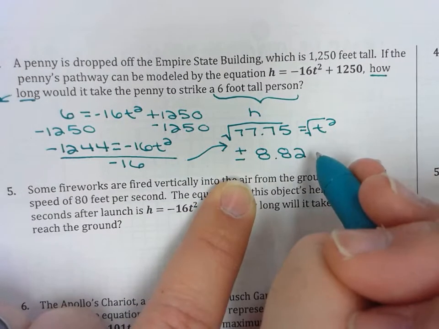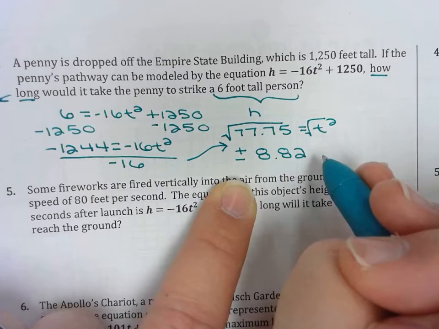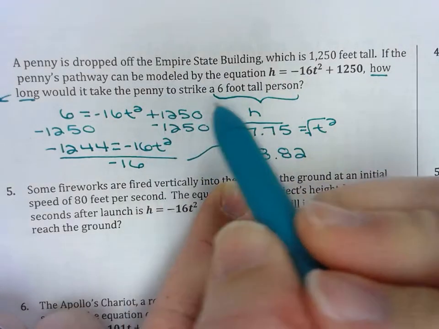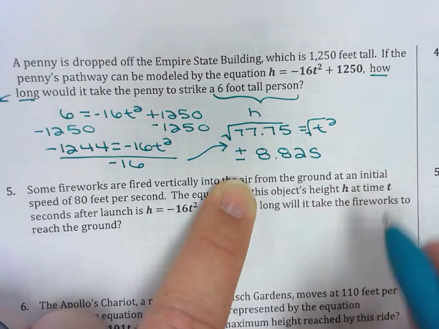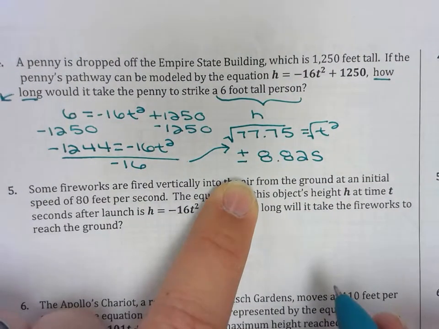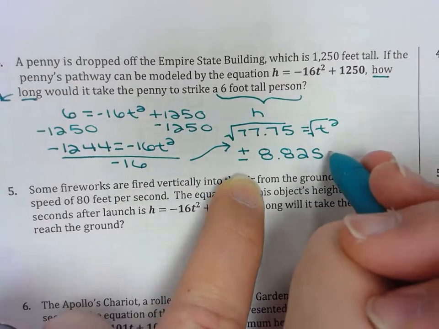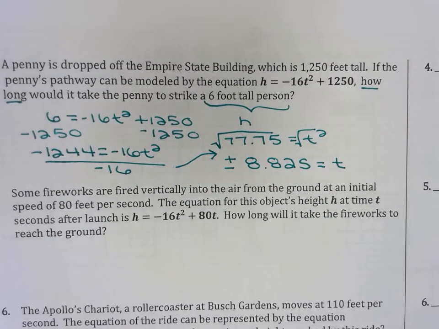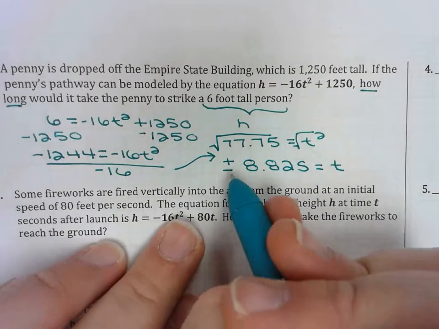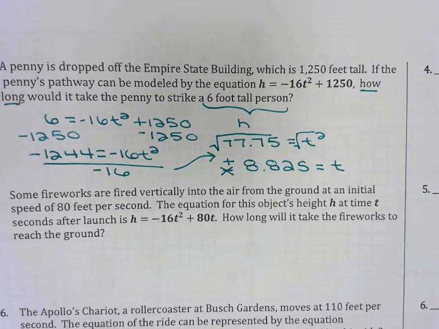Time. So that's going to be measured in, does it say? Seconds. Doesn't say. We can assume it's seconds. If I'm dropping a penny from the Empire State Building, it's not going to take 8.82 minutes to drop. So seconds would make sense. Now, which of these answers isn't going to work? The negative. I cannot have a negative time, so it's just 8.82 seconds.